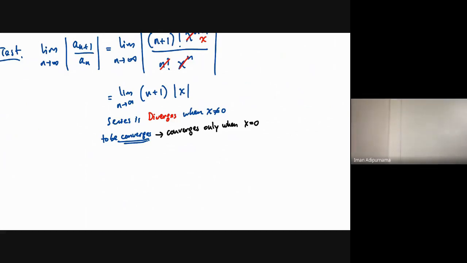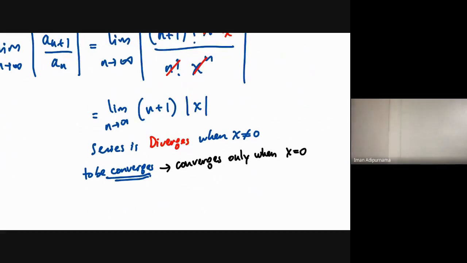Note that this can be true, because the limit is only applied in n, not x. So don't think that it's infinite multiplied by 0. No, it's different. This is the limit of n, the left one. This is x, so it's a different approach from what we have done before.